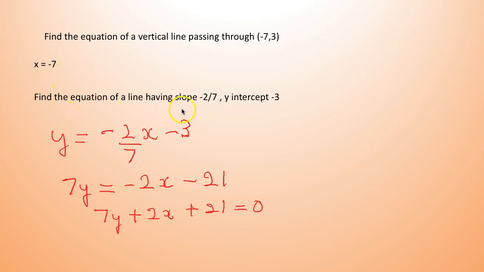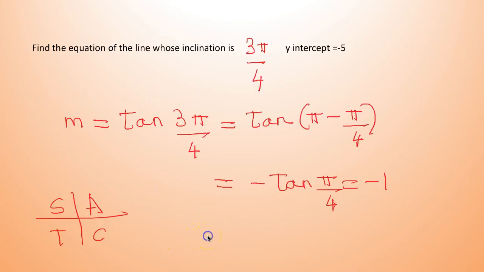Find the equation of a line having slope minus 2 by 7, y-intercept minus 3. We use the fact that y equal to mx plus c, so y is minus 2 by 7 x minus 3. Cross multiply and take the LCM. So 7y equal to minus 2x minus 21 or 7y plus 2x plus 21 equal to 0.